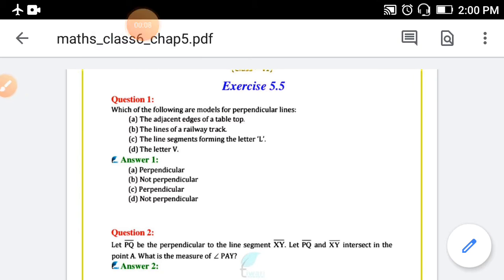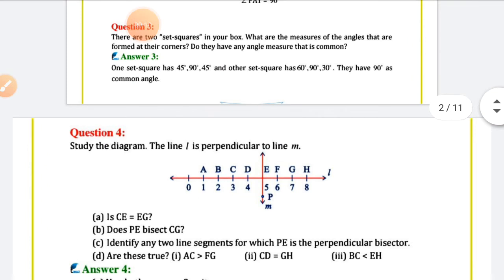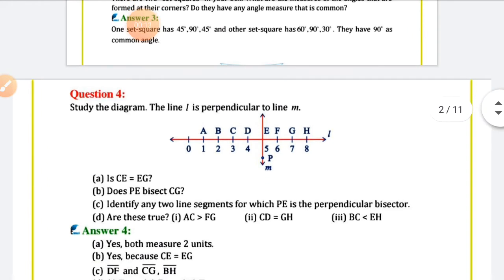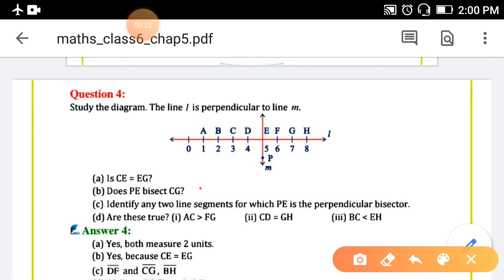Exercise 5.5. In question number 4, study the diagram. The line L is perpendicular to line M. Now you can see here that line L is given horizontally and line M is given vertically. This is line M. Now we have to answer the questions.